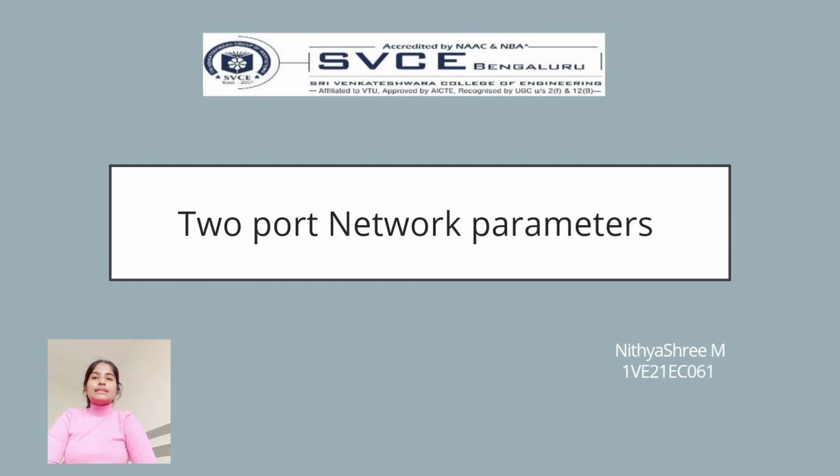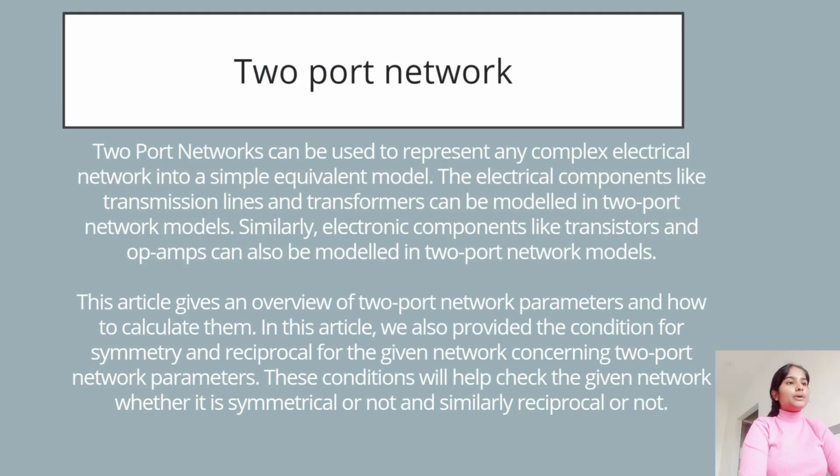So in this video, let's see about two-port network parameters. Two-port networks can be used to represent any complex electrical network as a simple equivalent model. Electrical components like transmission lines and transformers can be modeled as two-port network models. Similarly, electronic components like transistors and op-amps can be modeled as two-port network models.